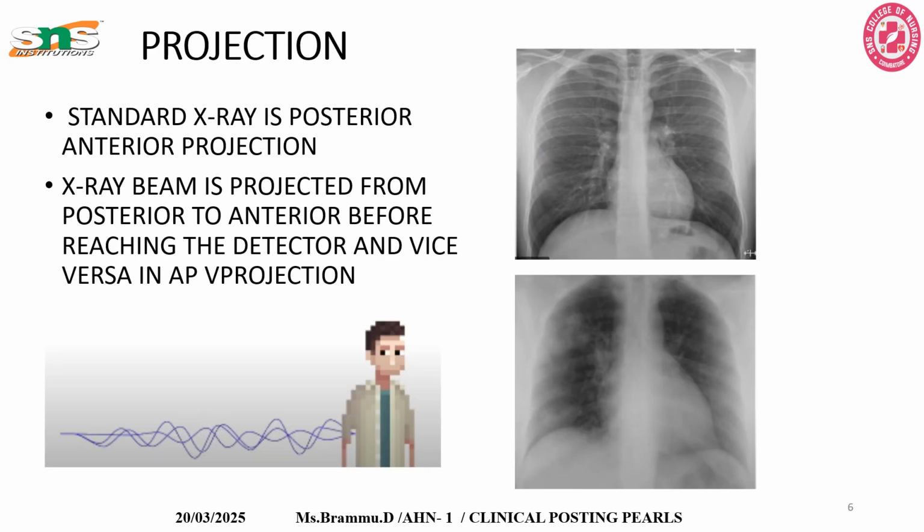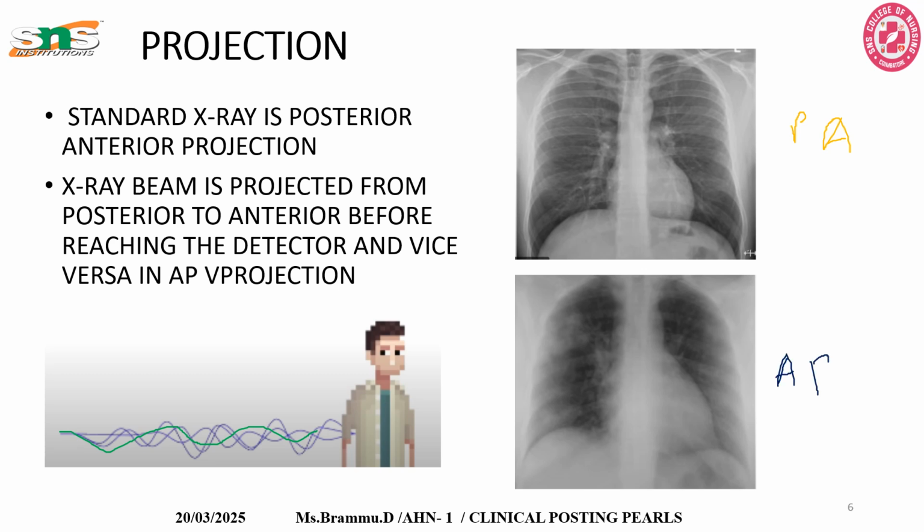So P, as I told you, stands for projection. It's a unique one: a standard X-ray is always a posterior anterior projection, where the X-ray beam is coming posteriorly towards the anterior surface and is projected from posterior to anterior before reaching the detector. And in case of an AP view, it is vice versa. So the X-ray on the top denotes the PA view, and the X-ray at the lower segment denotes the AP view.